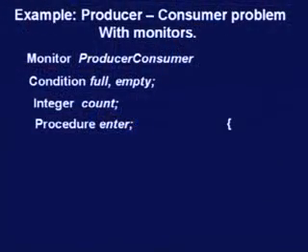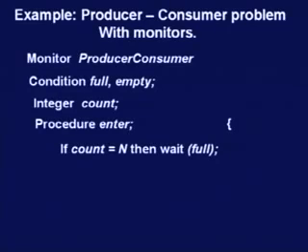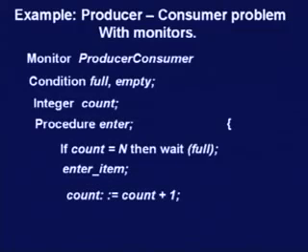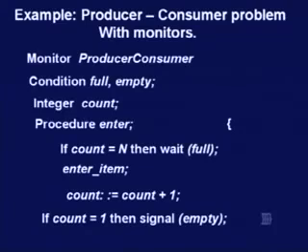This may sound a little confusing, but we shall now see an example of the producer consumer problem solution using monitors. We declare a monitor called producer consumer. We use two condition variables, full and empty. These are analogous to the full and empty semaphores that we used in the semaphore solution. We have the same integer variable count, and we have two procedures in the monitor for the producer consumer.